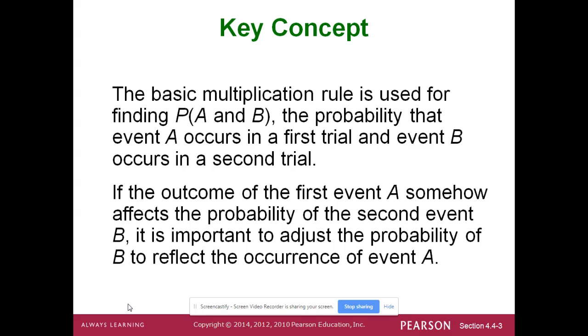So if there is no replacement, or without replacement, then they're dependent. If there is replacement, then it's independent. Okay, so that's a good way to think about that. That's a good example of deciding that. Very important that we adjust the probability of the second event if it is affected by the first. So we've got to be careful of that. That's the main thing that we're after here, is to make sure we're taking care of that if it is affected.